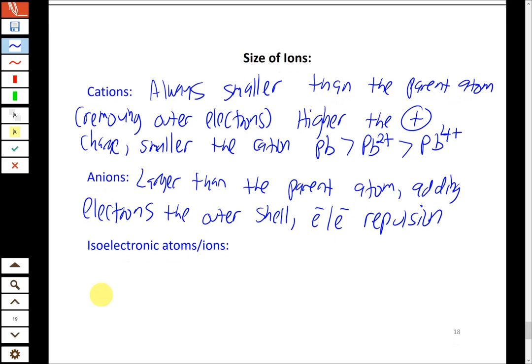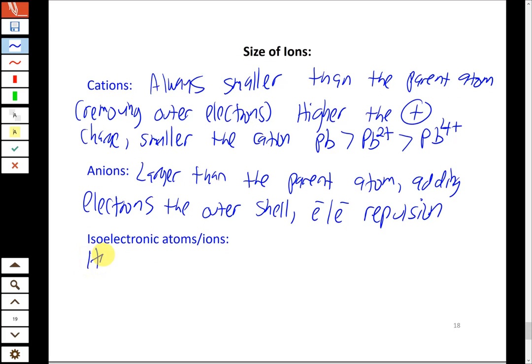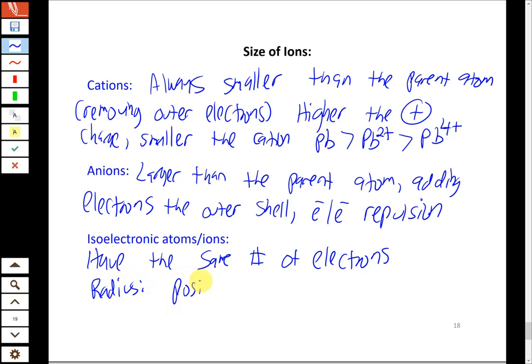And then the last thing we'll talk about are what are called isoelectronic atoms and ions. These are atoms or ions that have the same number of electrons. And so the radius of these, the positive cations are going to be smallest, the neutral atoms in the middle, and the anions are going to be the largest. So again, if they all have the same number of electrons, but different numbers of protons in the nucleus, the ones that have a positive charge means they have more protons, which are pulling the electrons closer. The ones that are negatively charged have fewer protons, which means the electrons are on average further away.